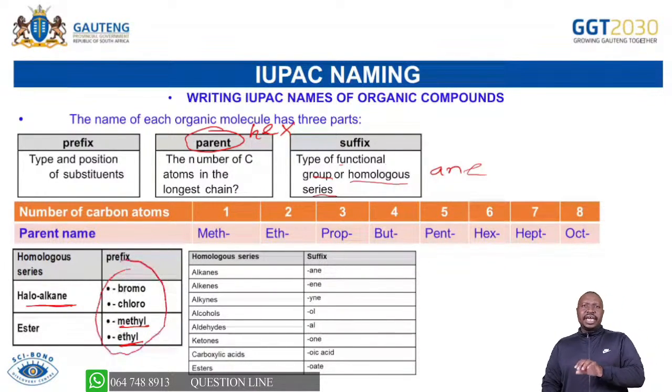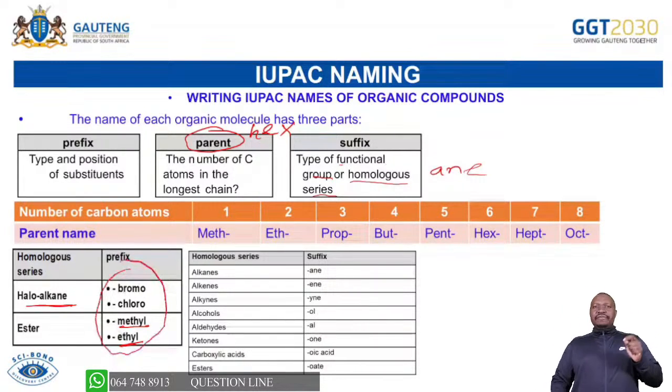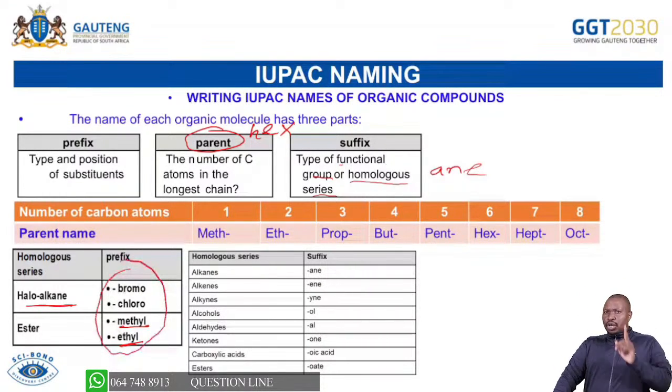I want you to understand me here. They all have the same preference, which means that we prefer all of them. The only thing is that if they are on the same carbon, we will do what is called alphabetical preference. So you don't look at a bromo as a functional group because it will confuse you. Look at it as a substituent which has the same preference as your methyl and ethyl. I hope you got that.